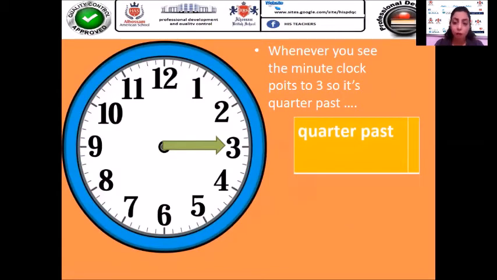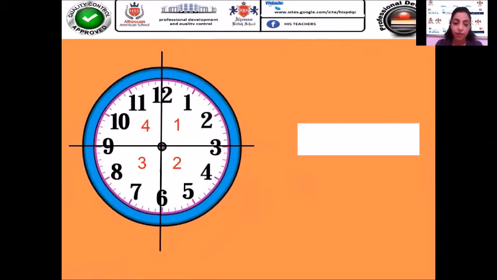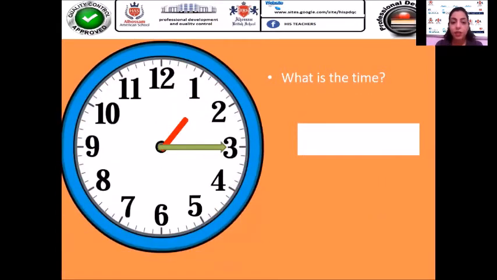Whenever you see the minute hand points to 3, it's quarter past. We said that whenever the minute hand points to 6, it's half past. And whenever it points to 3, it's quarter past. And here is the quarter. I told you that this is the quarter of an hour, like the quarter of pizza. So whenever I see the minute hand points to 3, by the end of the quarter, I'm going to say quarter past. So what's the time here?